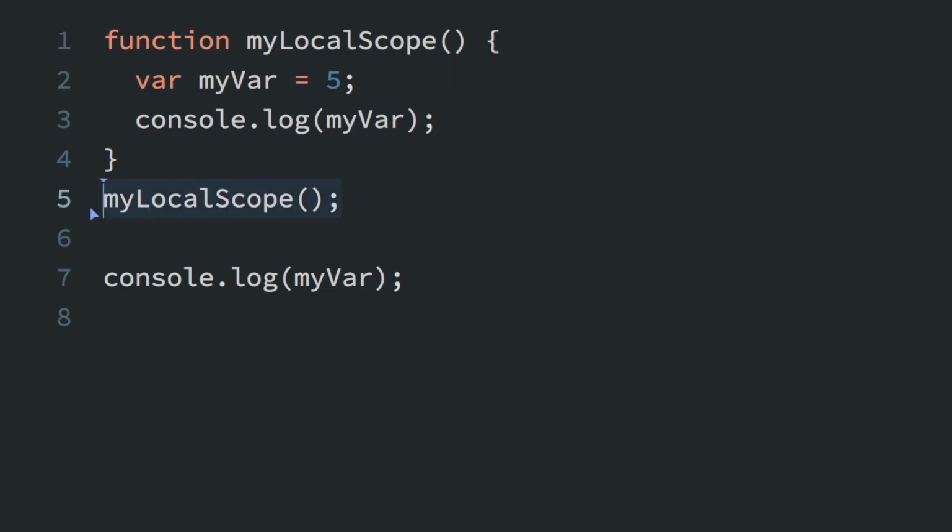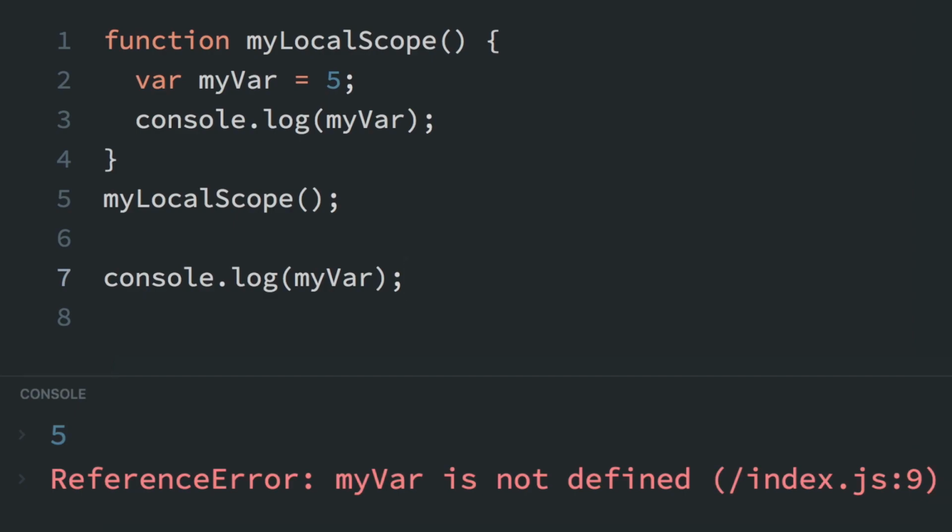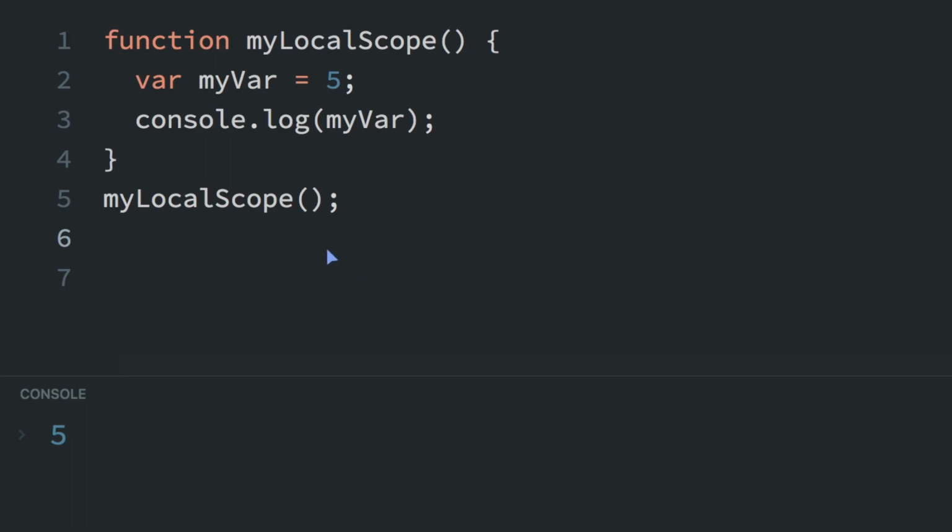So we're going to call the function here, and it's going to console.log myVar, but then the program is going to run this console.log that's outside of the function. It's still going to try to access myVar. And so let's see what happens. You can see in the console that first there's a 5 because it console.logged within the function. Then there's an error because it tried to access myVar outside of the function. So really we just need to delete this where we try to access the variable outside the function. And now there is no error.